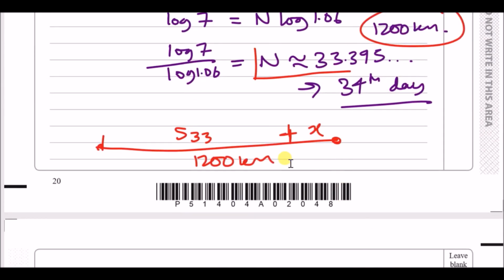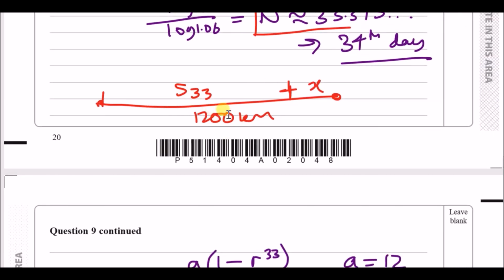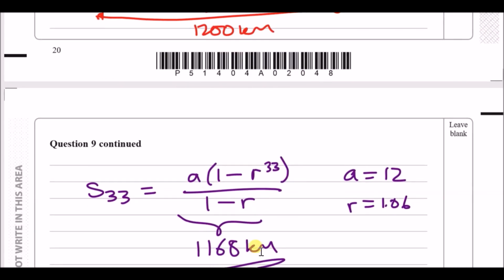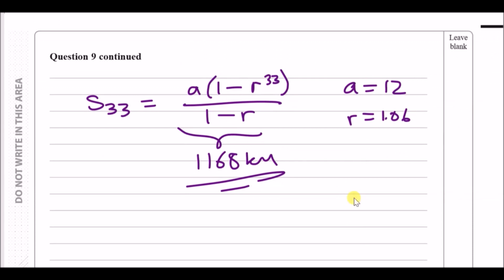So technically, if he stopped at 1,200 kilometers at some point in the 34th day, like early on in the day, that means for the remaining distance, if you subtract S33 from 1,200, we should get that small distance of 32 kilometers. And that's it, guys. That's literally how much he traveled on day 34.